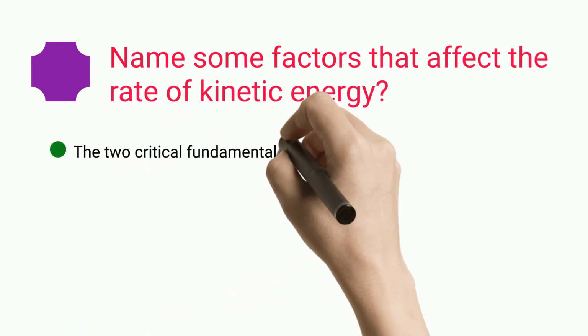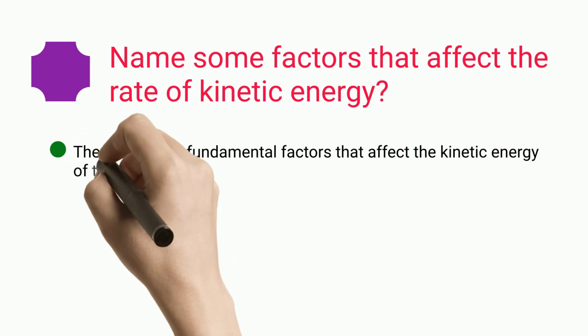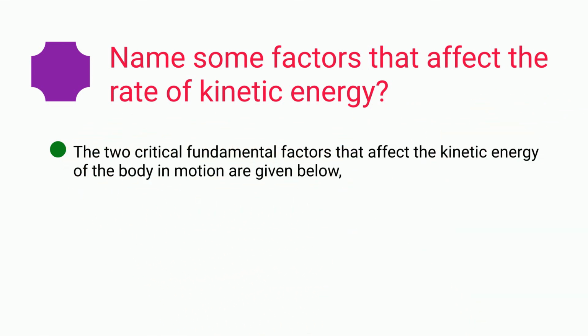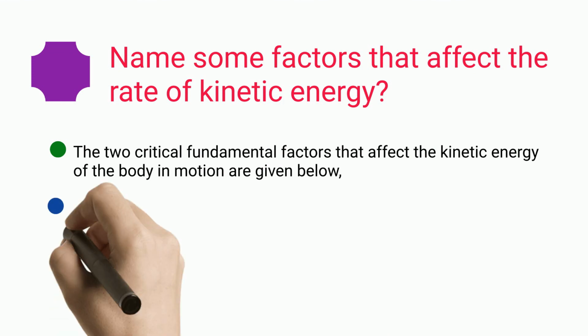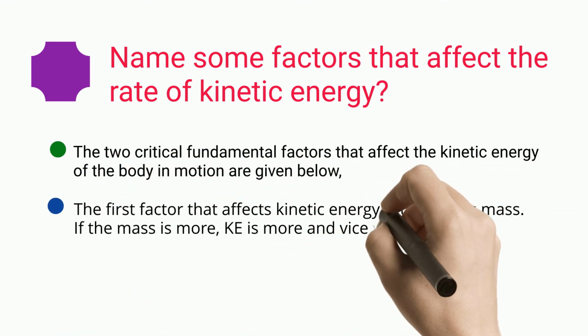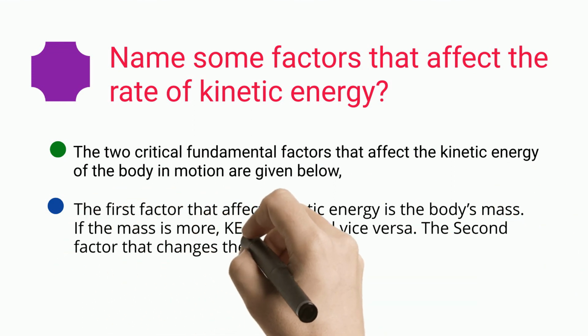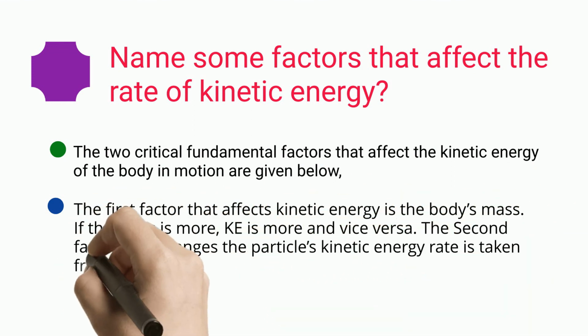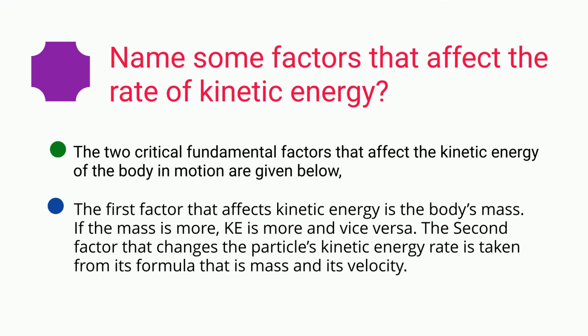Name some factors that affect the rate of kinetic energy. The two critical fundamental factors that affect the kinetic energy of the body in motion are given below. The first factor that affects kinetic energy is the body's mass. If the mass is more, KE is more and vice versa. The second factor that changes the particle's kinetic energy rate is taken from its formula, that is, mass and its velocity.